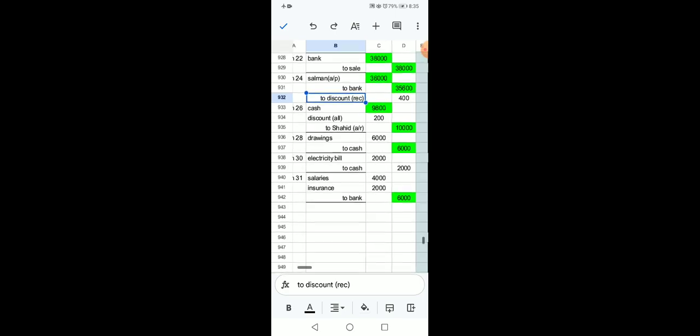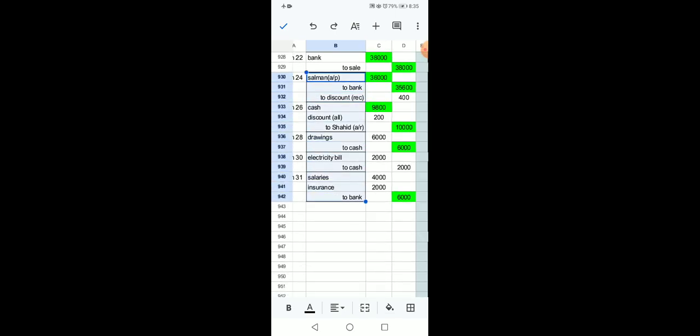Okay, 400 discount received. You can see entries before this entry, all entries are marked. So we are not looking anything before this discount. Everything is present after this element present in January 24. So we will be focusing only these entries which are unmarked. Discount received is credited 400.